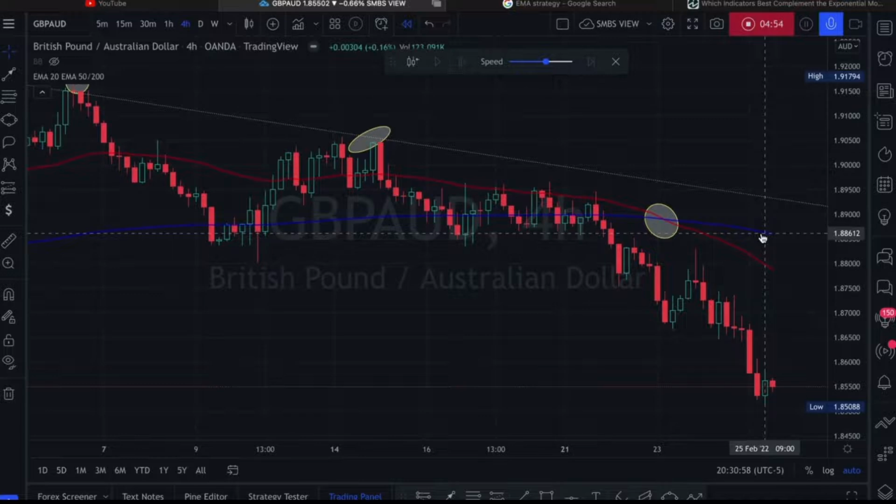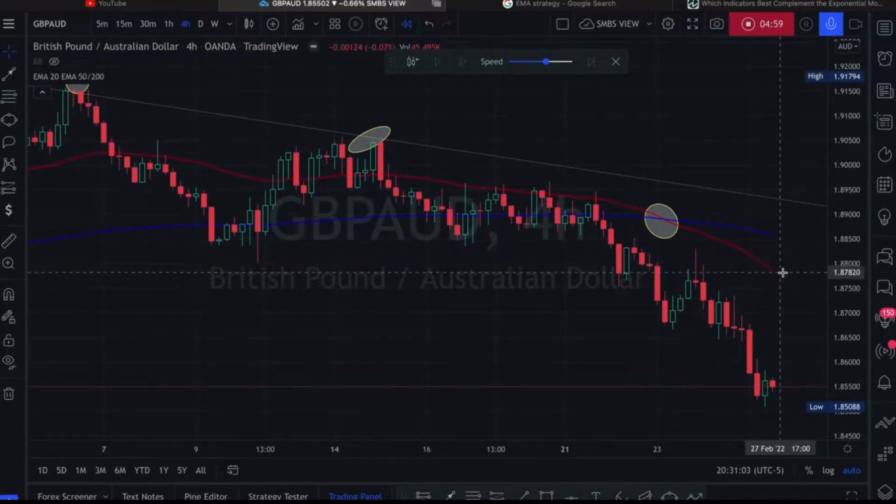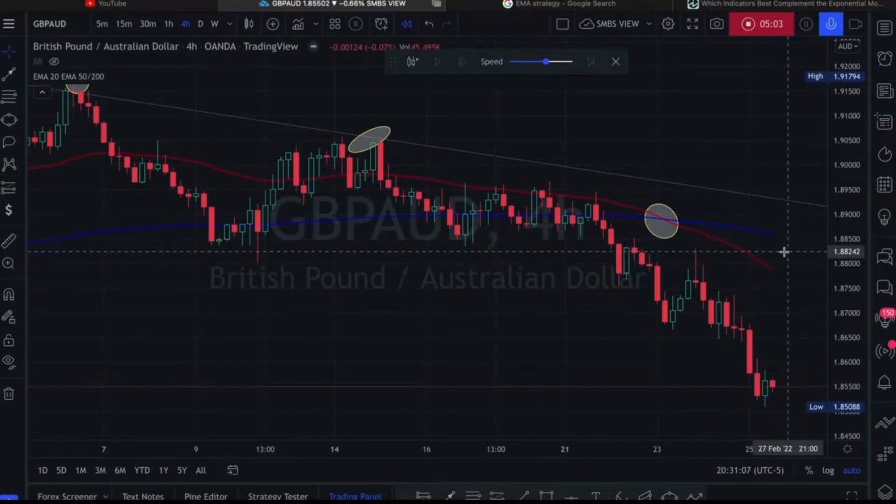And if you're using TradingView, you can as well use alerts to alert you exactly when or if price crosses these exponential moving averages. You can get the alerts on email, or you can get alerts on SMS on your phone, or it can pop up on your TradingView app on your mobile phone.